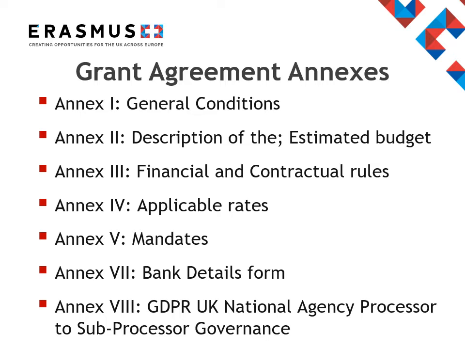And most importantly, here is where you will find details on supporting documentation that you will need for the different budget categories. Annex 4 details the unit cost your project should work by and the applicable rates. Annex 5 is the mandates, and Annex 7 is the bank details form. If you've not done so already, you must return this along with one scanned copy of your grant agreement.